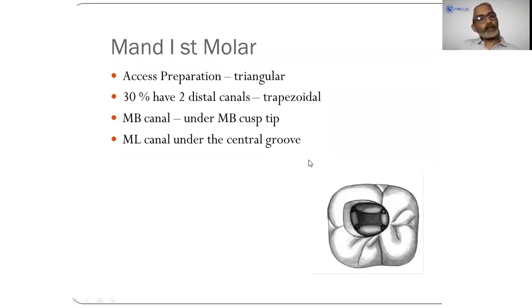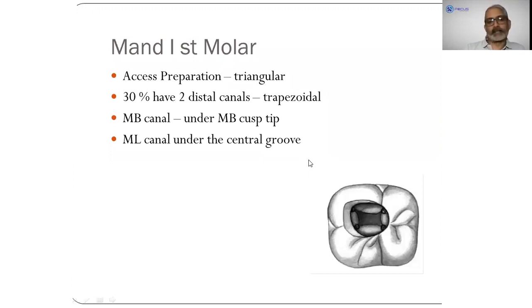Now, when it comes to a mandibular molar, okay, the axis preparation is either triangular or trapezoidal. More correct answer would be trapezoidal, I would say, not triangular. But in some guides, older question papers, they have given triangular. Triangular is only when you have a single distal canal. But 30% of mandibular first molars have two distal canals. So how many canals totally?